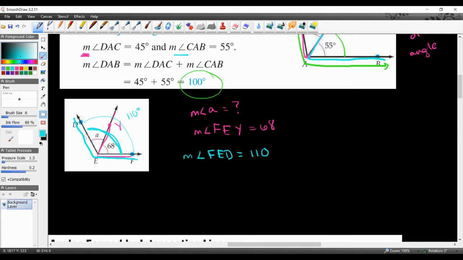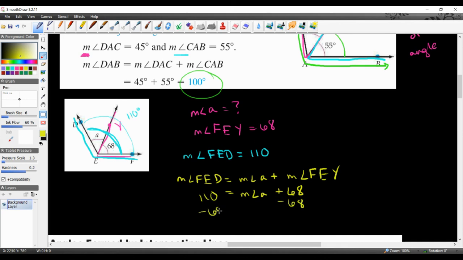Well, we know that this plus this equals the whole thing, right? So all we have to do is subtract this part. I know that measure angle FED is equal to measure angle A plus measure angle FEY. We don't know what A is, but we know that this one is 68 and this one is 110. So you would just subtract. It's 42. So it looks like measure angle A equals 42 degrees.